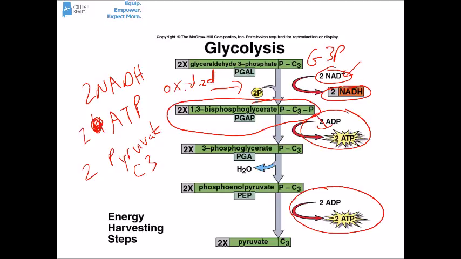When glycolysis is over, most of the energy that started out in the glucose is still within the bonds of these 2 pyruvate molecules. Glycolysis gets out a little bit of the energy, but most of the energy is still contained within the bonds of these 2 pyruvate molecules.